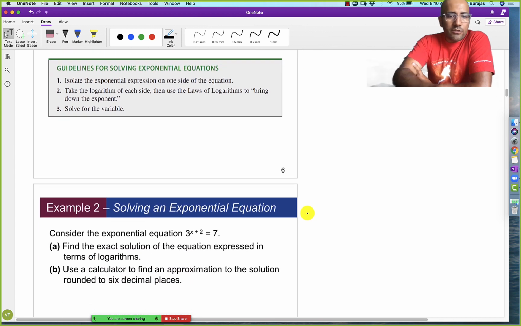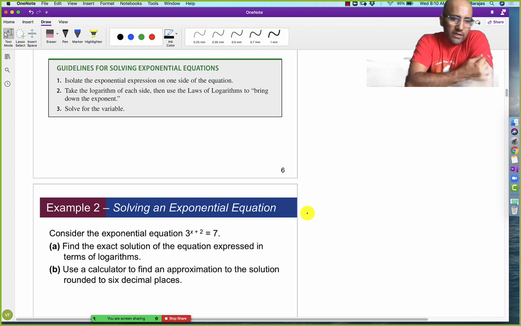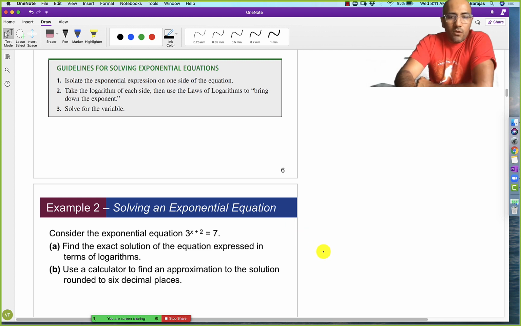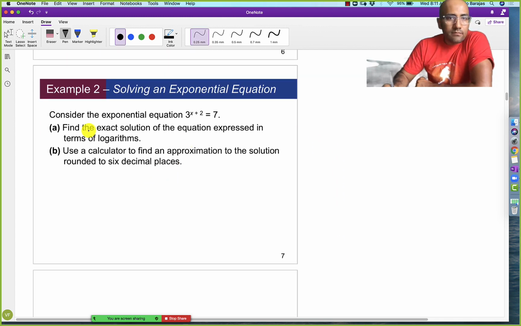So consider the equation 3 to the power of x plus 2 equals 7. Part A, find the exact solution of the equation in terms of the logarithm. Part B, use a calculator or technology to find an approximation to the solution, rounded to 6 decimal places. Okay, so part A, let's find the actual answer.